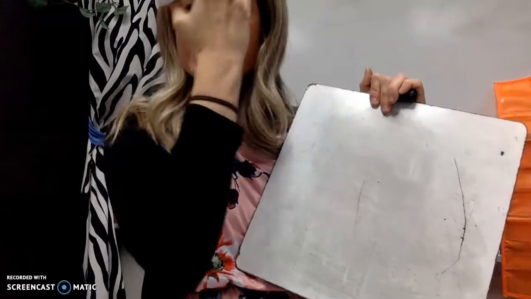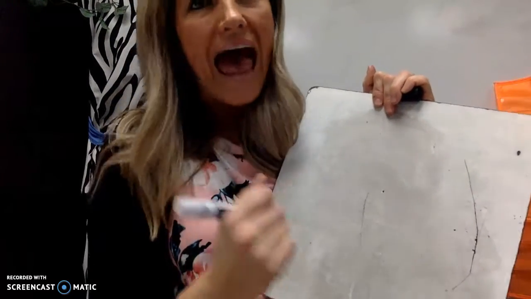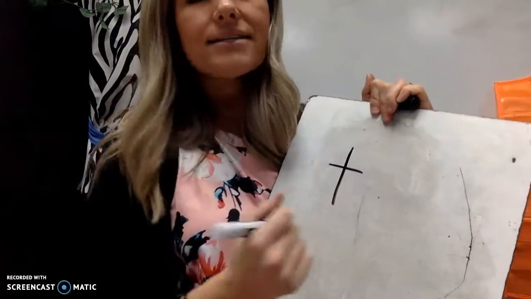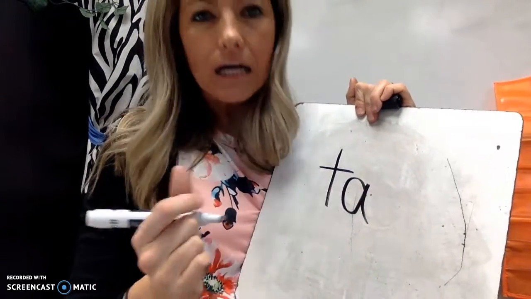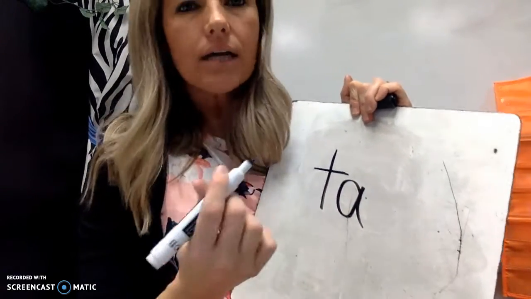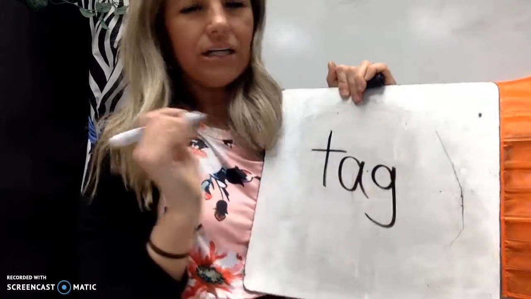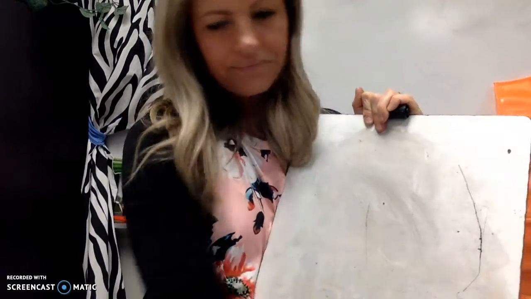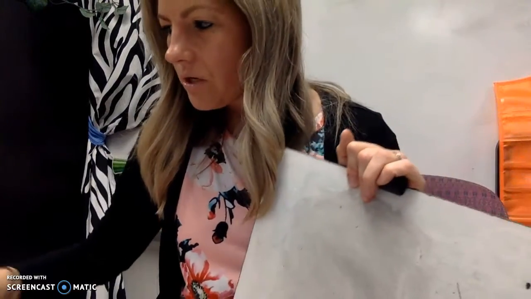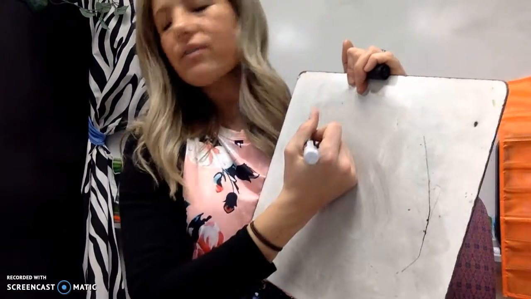Now, this is where I would ask you to build the word tag. Tag. In the word tag, the first sound I hear is a ta, a, g, ag. The last sound I hear is a g, and I know that that is a G. Ag, tag.